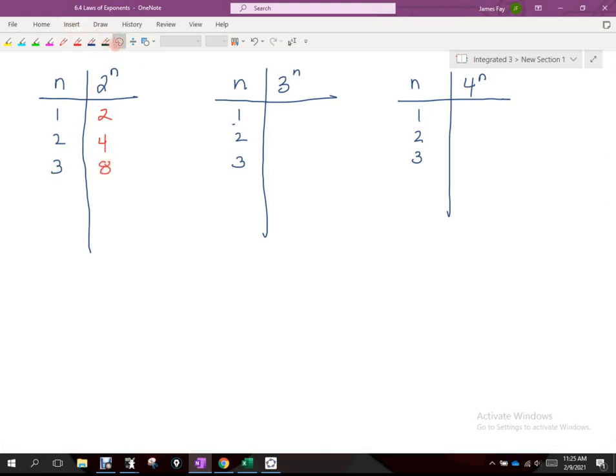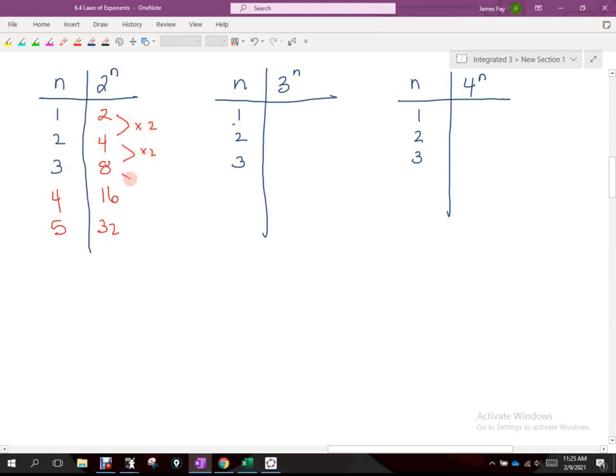8. Let's go a little bit further to kind of prove this. What's 2 to the 4th going to be? 16. The next one, 2 to the 5th, will be 32. What am I doing each time? I'm doubling, multiplying by 2, right?